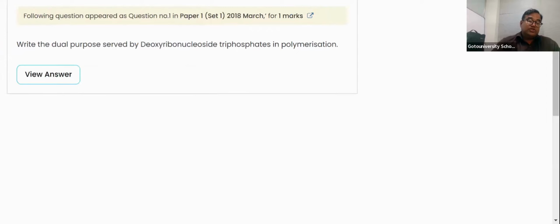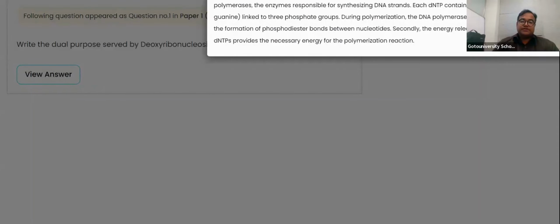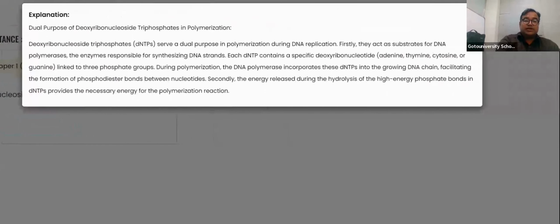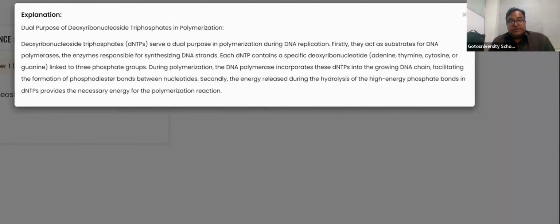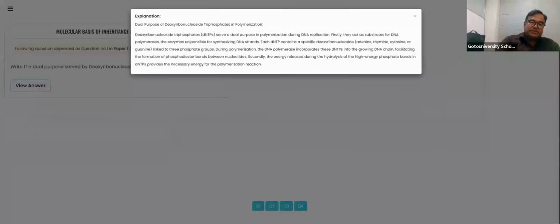They asked the dual purpose served by deoxyribonucleoside triphosphate. Of course, one is energy. ATP serves as an energy molecule, right? Again I'm repeating, ATP serves as an energy molecule. And besides that, it is the skeleton, or an ingredient, or a brick of the DNA. That is the answer given in this phase. So understand this: the dual purpose of the dNTP, the deoxynucleoside triphosphate. This is the way you should understand. If any one of you has any doubt at this place, please let me know.